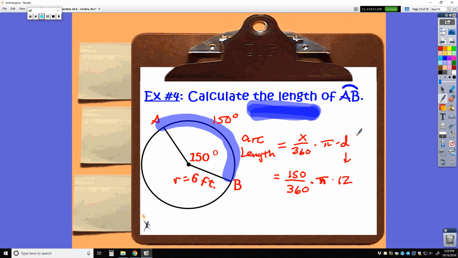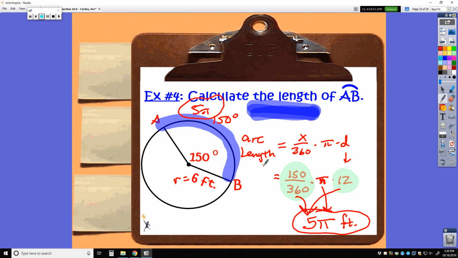Now, we're going to write our answer in terms of pi, which means you're going to type everything but the pi in your calculator. So if you type in 150 divided by 360, or you could use the fraction button if you want, 150/360 times 12, this times this gives me a nice 5. And then we're going to say that the length is 5 pi feet long. So from A to B on the outside here has a length, I forgot my pi, of 5 pi.